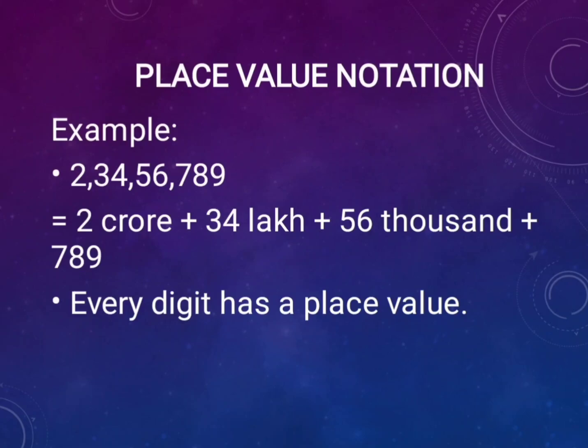Next comes place value notation. For the given number, 2 crore 34 lakhs 56,789, we write 2 crore plus 34 lakhs plus 56,000 plus 789. Every digit has a place value, and hence for each digit it goes as 2 crore plus 30 lakhs plus 4 lakhs plus 50,000 plus 6,000 plus 700 plus 80 plus 9.